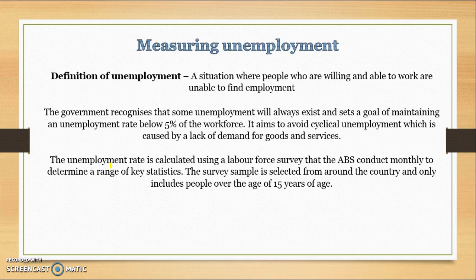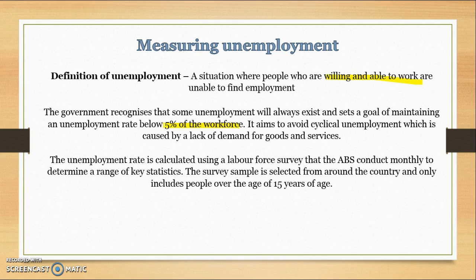So when we're looking at unemployment, the definition of unemployment is where a person is actively looking for work, they are willing and able to work, but they can't find employment. So they do want to work, they are actively looking for work, not just sitting on the couch, and they can't find employment. The government recognises that some unemployment will always exist, but they try and keep it below 5% of the workforce. So of all the people looking for work, they want less than 5% of people to be unemployed. The unemployment rate is calculated using a labour force survey that the ABS conducts monthly to determine a range of key statistics.